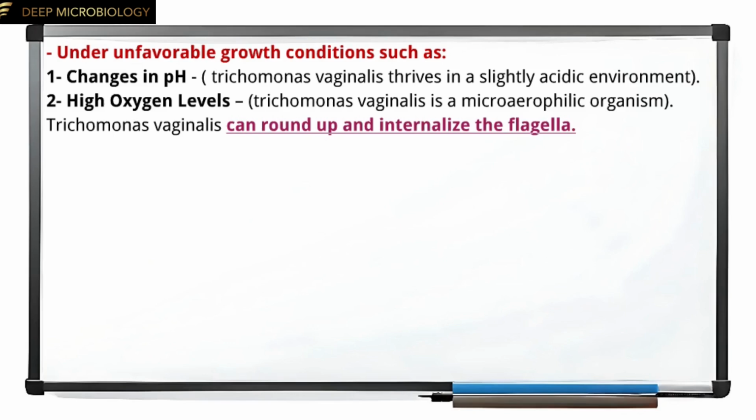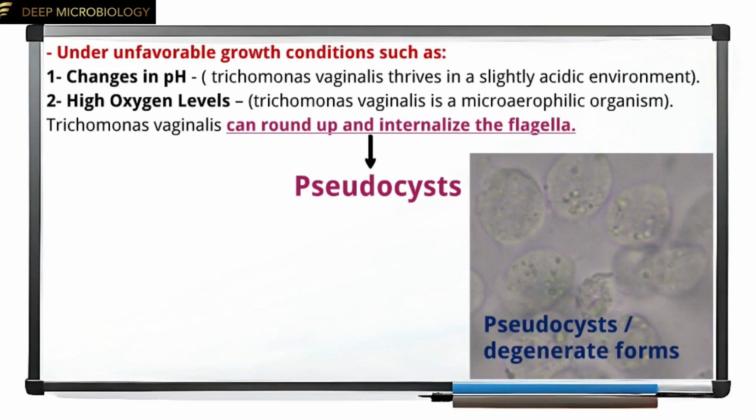Under unfavorable growth conditions, such as changes in pH, since Trichomonas vaginalis thrives in a slightly acidic environment, or high oxygen levels, as Trichomonas vaginalis is a microaerophilic organism, the parasite can round up and internalize its flagella. Some believe these forms to be pseudocysts, as shown in this picture, but they are more likely degenerate forms of Trichomonas vaginalis, since they have not been reported to revert to normal motile forms.